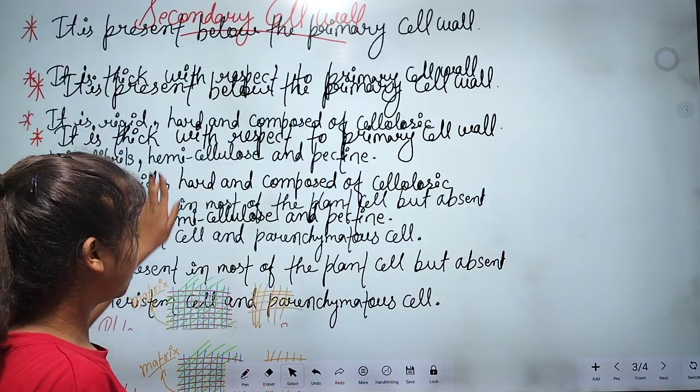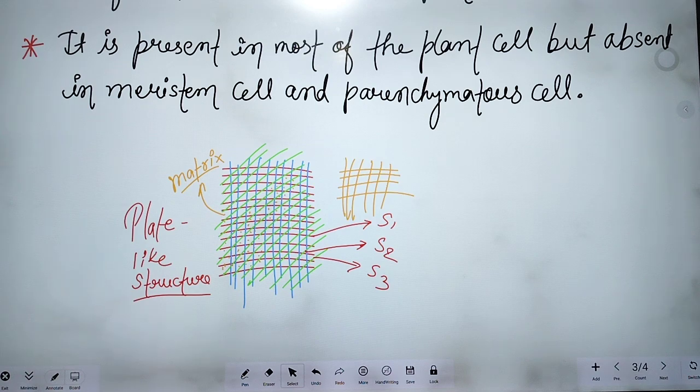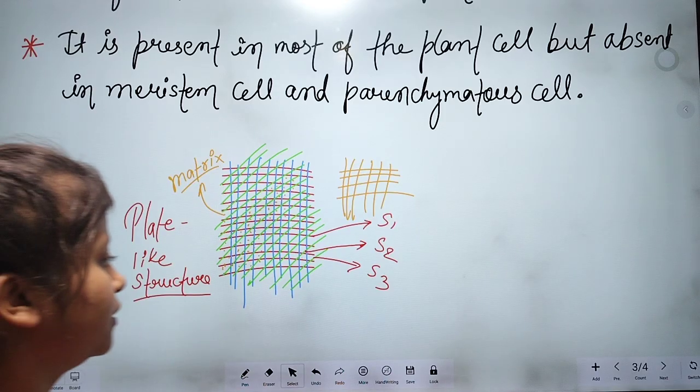Okay, and this is the structure of the secondary cell wall. Okay, like a net. It is also like a plate structure. Okay, we can see that 3 layers are present in the secondary cell wall.